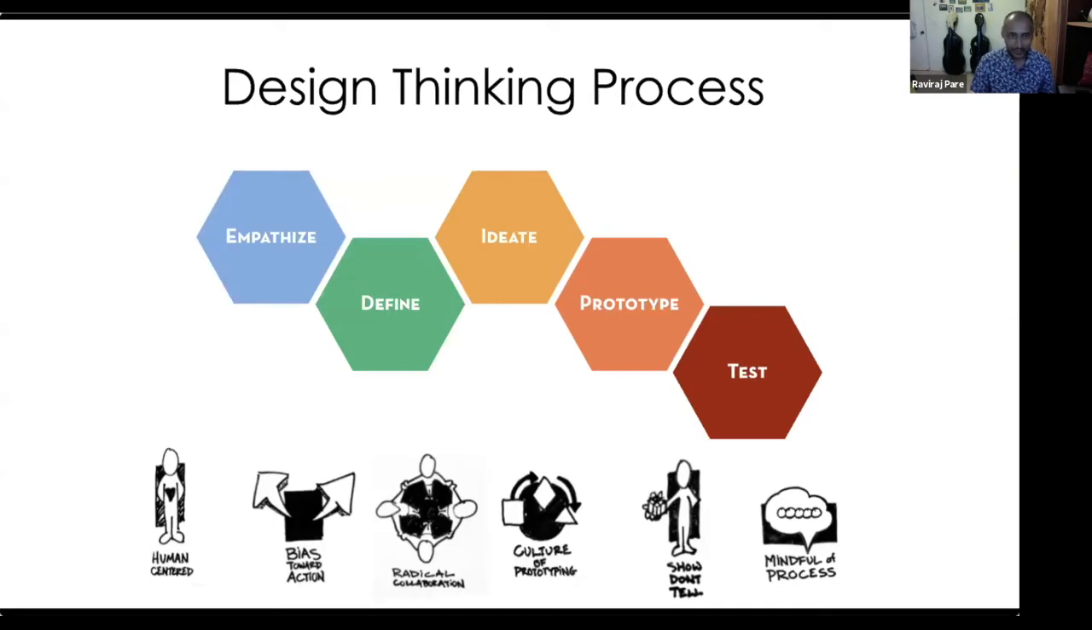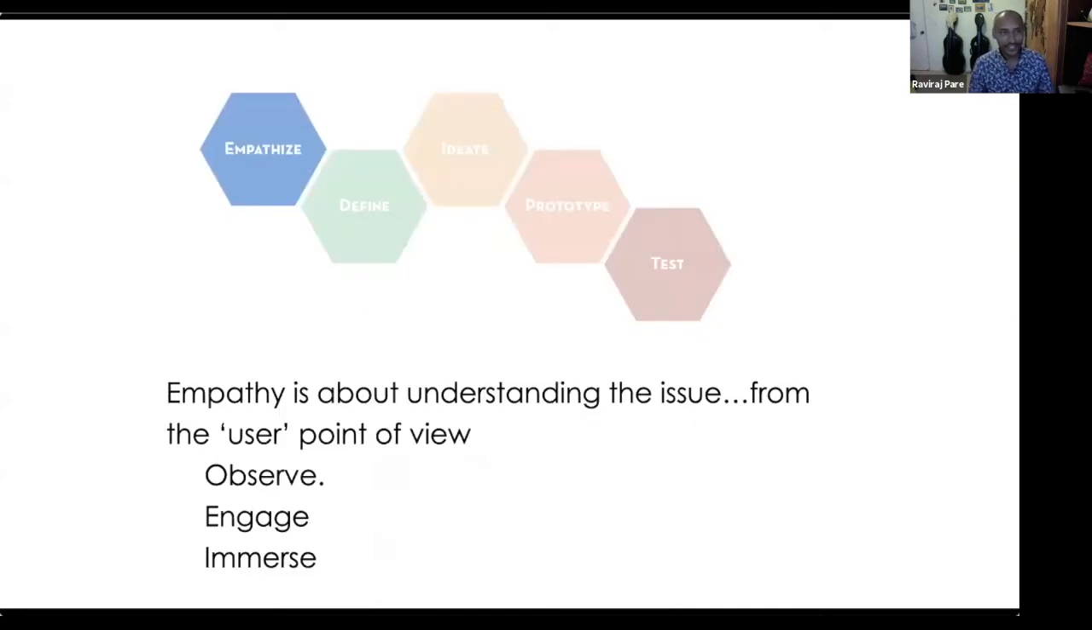So empathy, right? Empathize is all about going to the end user or other stakeholders and trying to understand the issue from their point of view. How do you do it? Asking a lot of questions, observing without judgment, immersing in those experiences and understanding the issue.